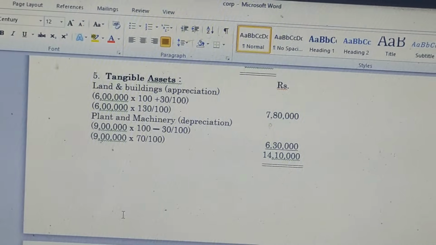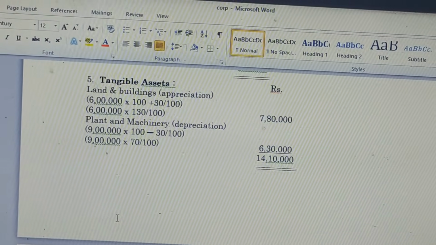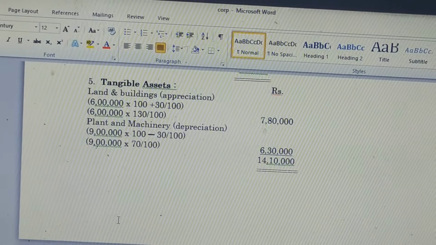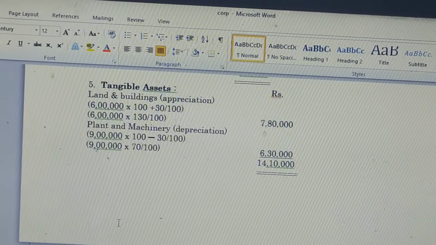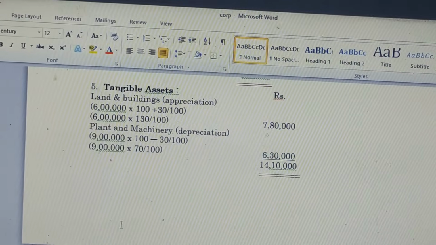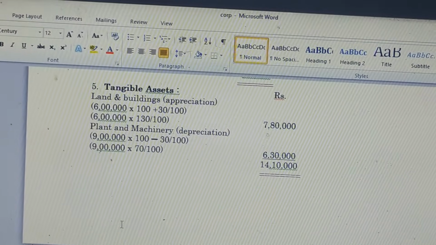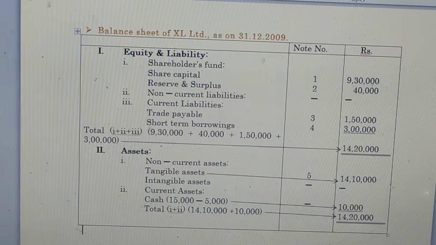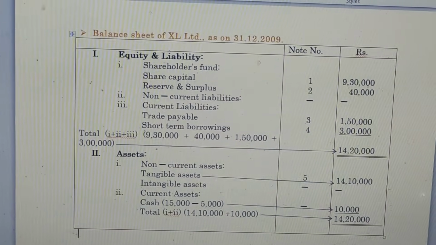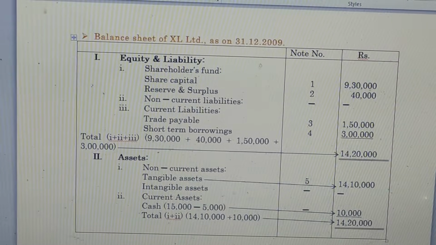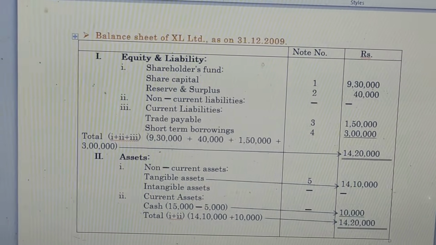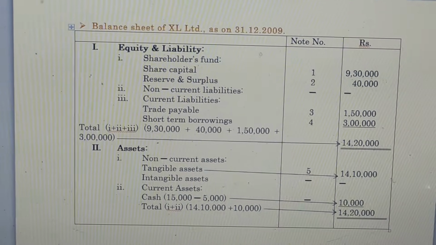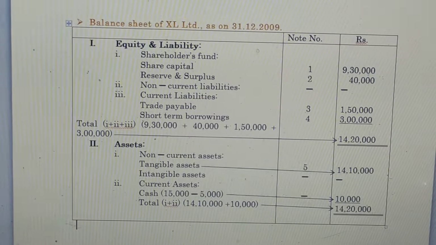Then we have to add this amount, 7 lakh 80,000 plus 6 lakh 30,000. We get the total value of 14 lakh 10,000. That is the total tangible assets. And then we are going to prepare the balance sheet of Excel Limited as on the date of 31st December 2009. First we have to frame a particular column, a note number column and a rupees column.